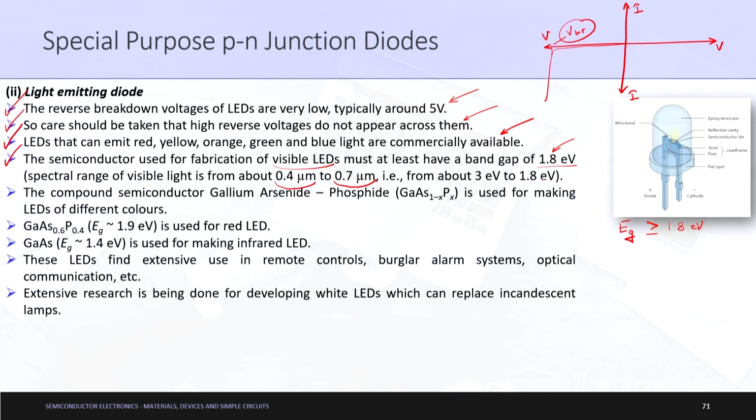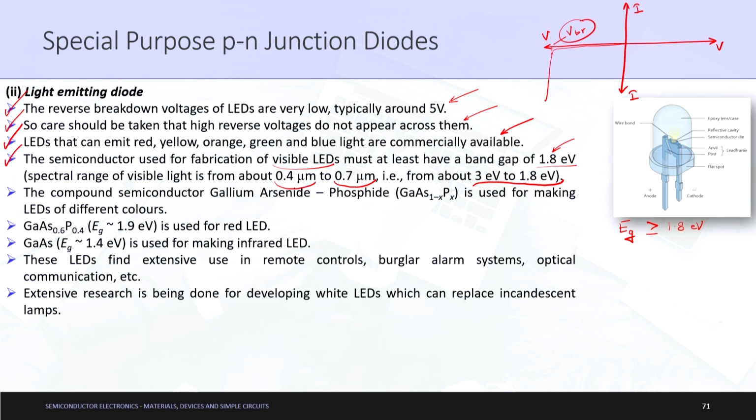Fine. So, that thing being said, that is about 3 electron volts to 1.8 electron volts. So, that is the range we are generally observing, or that should be observed. So, those semiconductors should be used which have at least such a band gap.